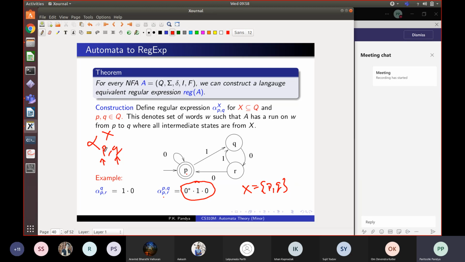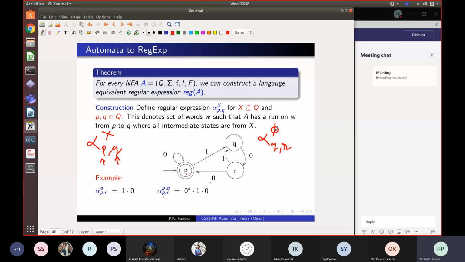Your start state of the run is P. It need not be the start state of the automaton. And the end state is Q. Let me give an example. I think this is best illustrated by an example. So let me calculate alpha of Q, R, and the empty set, which I'll denote by phi.